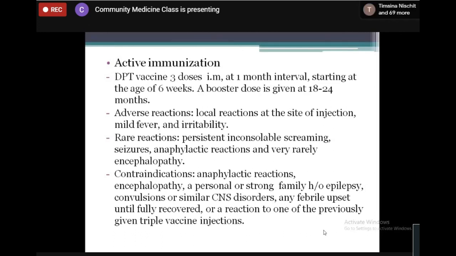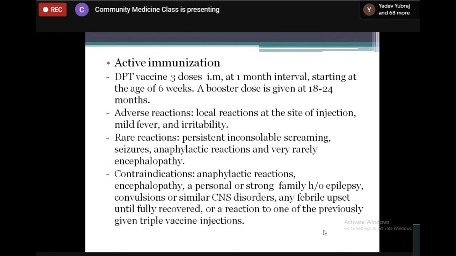So DPT, the same thing: 3 doses, at 6 weeks, 10 weeks, and 14 weeks, 0.5 ml, given deep intramuscularly at the lateral aspect of the thigh. And the adverse effects are local reaction at the site of injection, mild fever, irritability. So you can write this in any vaccination topic, that local reaction will be there. There will be some redness, tenderness, swelling at the injection site, and the child will develop fever.